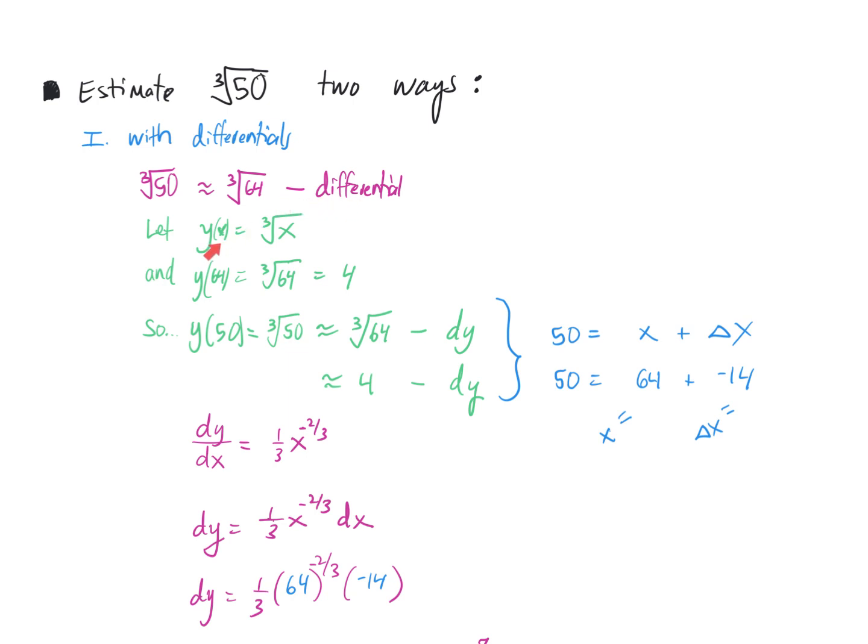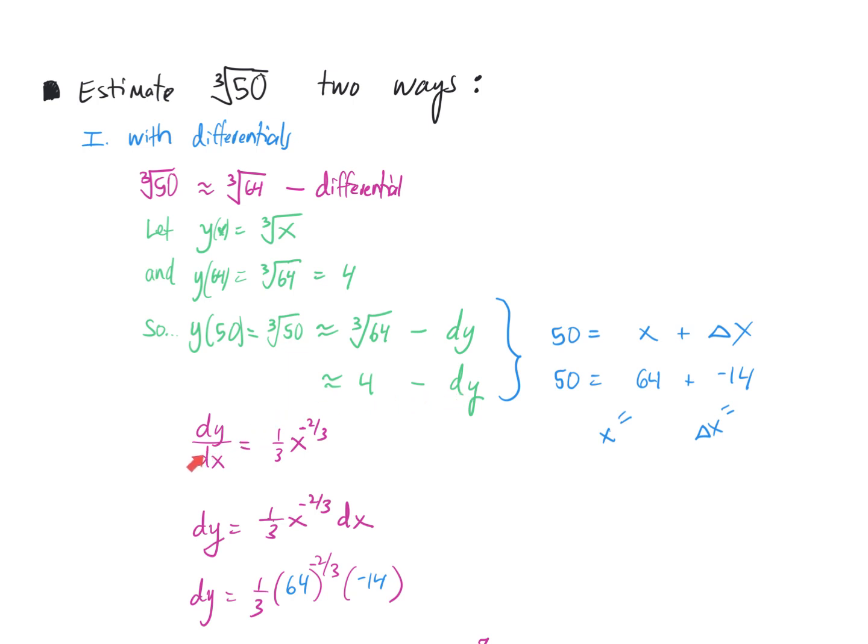So if y is a function of x, and if y is the cube root of x, then y of 64 is the cube root of 64, which is 4. Well, y of 50, or the cube root of 50, will be equal to the cube root of 64 minus some differential in that output. So 50 can be thought of as the original x value, which in this case is 64, plus some differential, which in this case is -14. So we're going to get our estimate by taking this output minus a differential in output, the estimated difference, using derivatives and differentials.